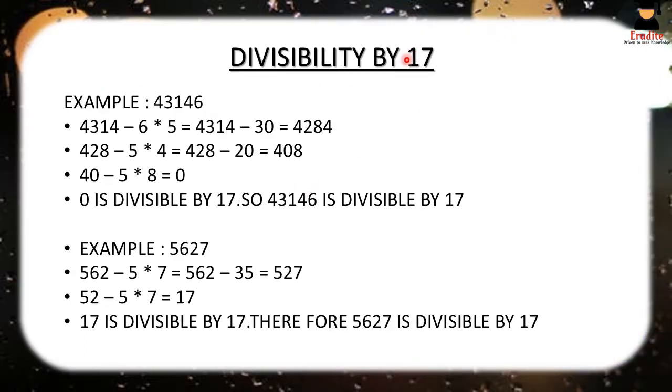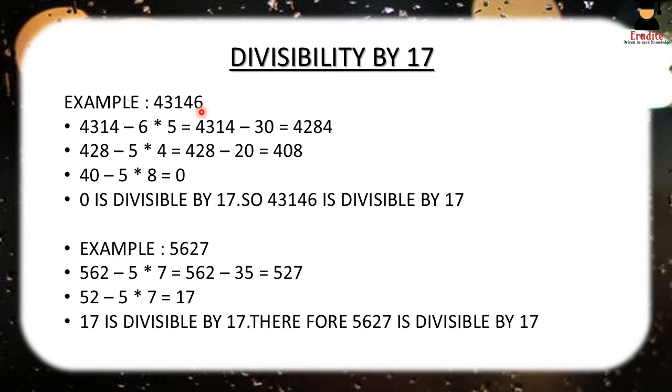Now for divisibility by 17, again it is something similar to the divisibility by 13, very difficult, but I hope you will remember. But this has a particular pattern, so divisibility of 17 is actually a little easy to remember. What you need to do in every step is take the last digit and multiply it by 5. I am taking an example of 43146. Over here my last digit is 6. So I'll multiply 6 by 5 and subtract it from the remaining number.